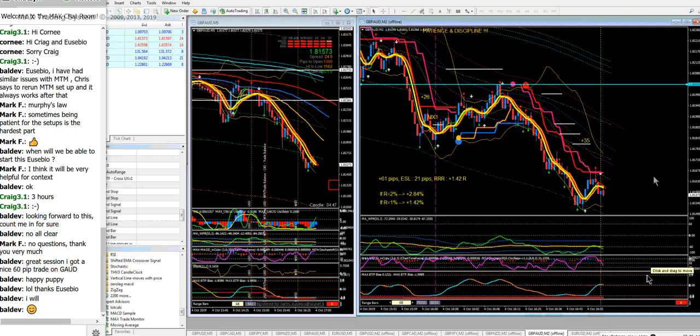And what I call the trend, of course, in this case, are the true trends. A true trend being a movement of more than 60 pips.